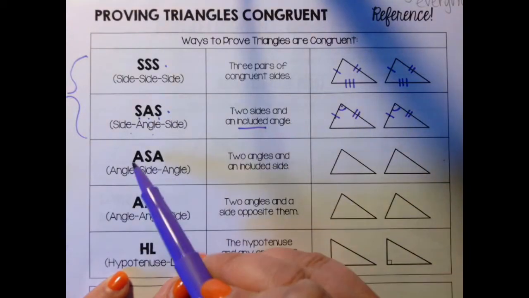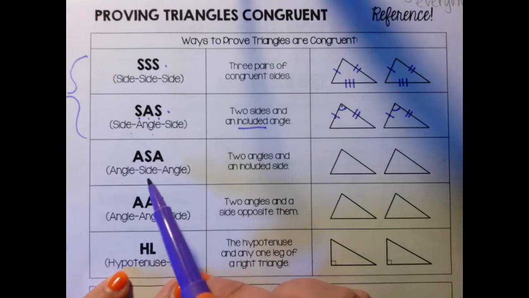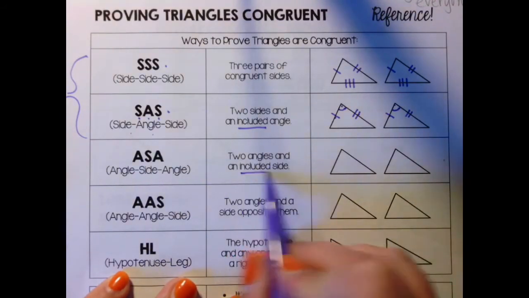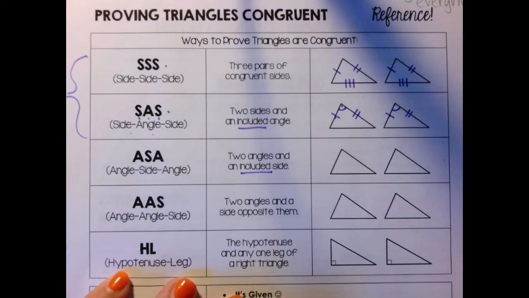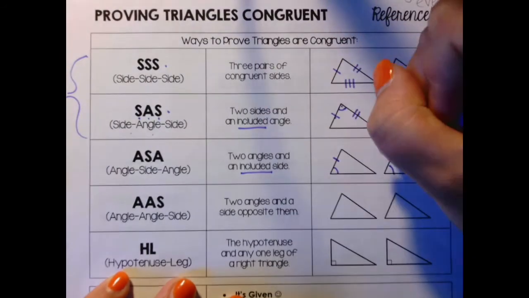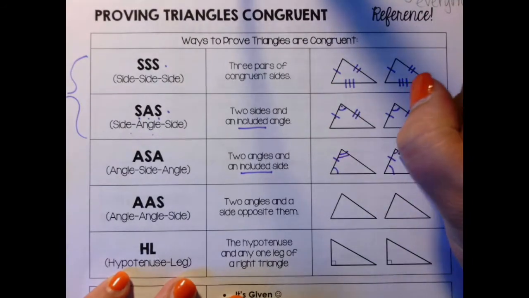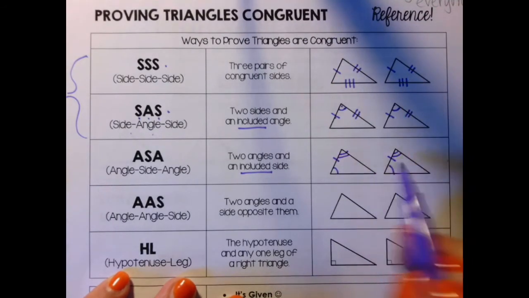Then we also have ASA, which is angle, side, angle. So if we have 2 angles and an included side, then we know those 2 triangles are going to be congruent. So if I have my first angle down here, these 2 bottom left ones are congruent, I have 2 sides that are congruent, and then a second angle that is going to be congruent, then I know these 2 triangles will be congruent.